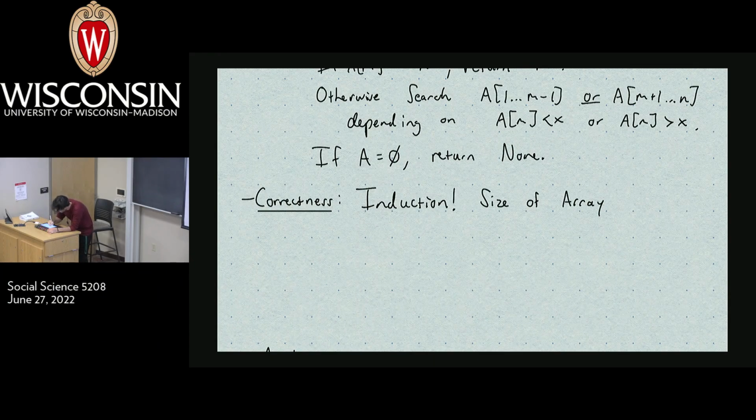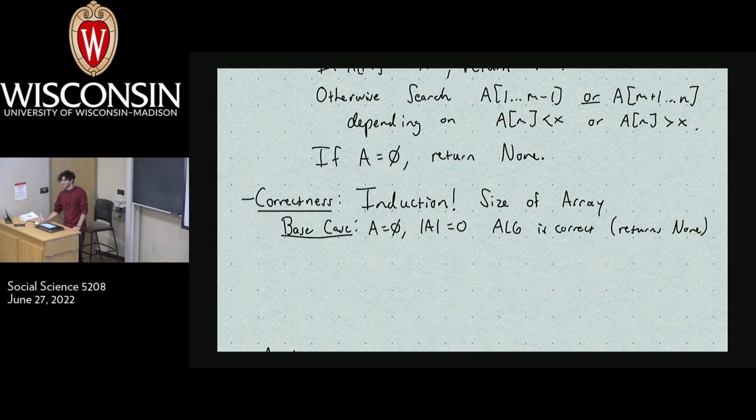Okay, so what's the base case? Well, that's when A is empty. In other words, the size of A is 0, and the algorithm is correct in that case because it returns none. And as I said before, obviously, you can never find any element in an empty array. Okay, so what's the inductive step?